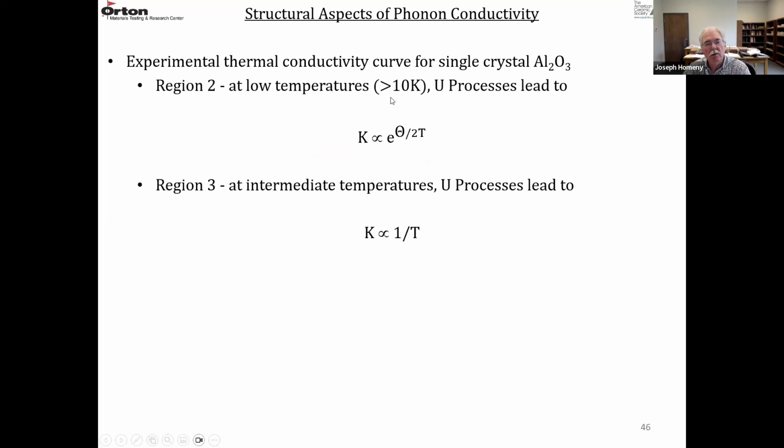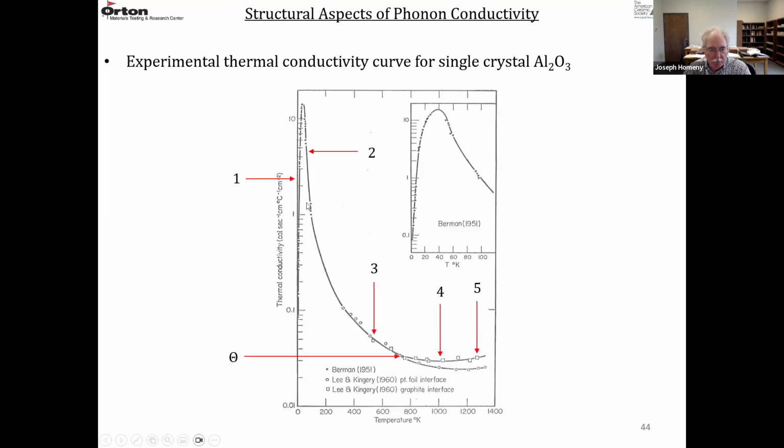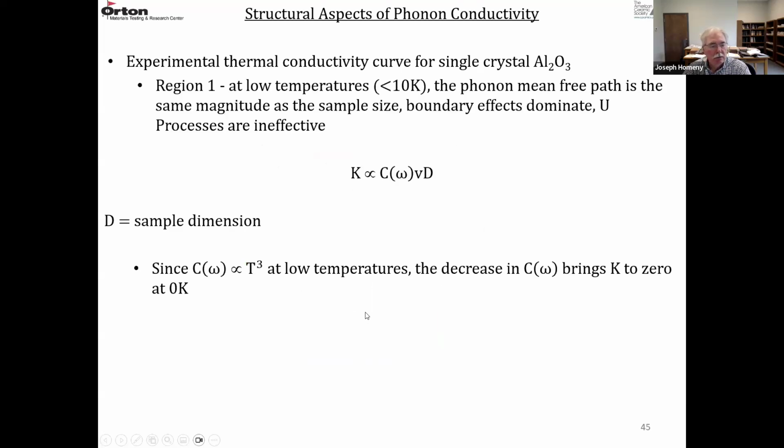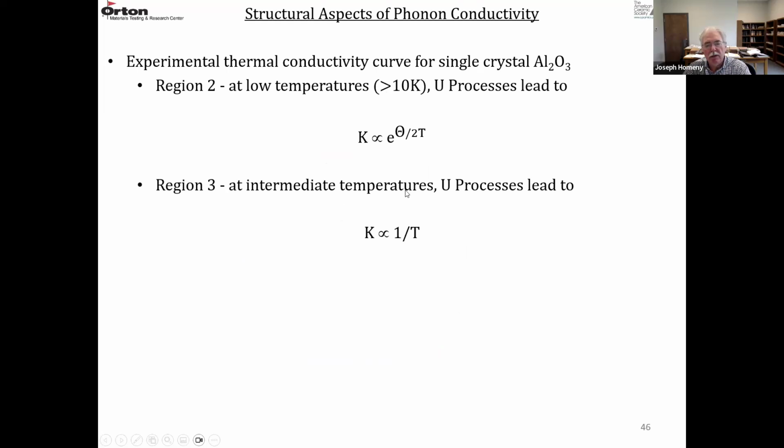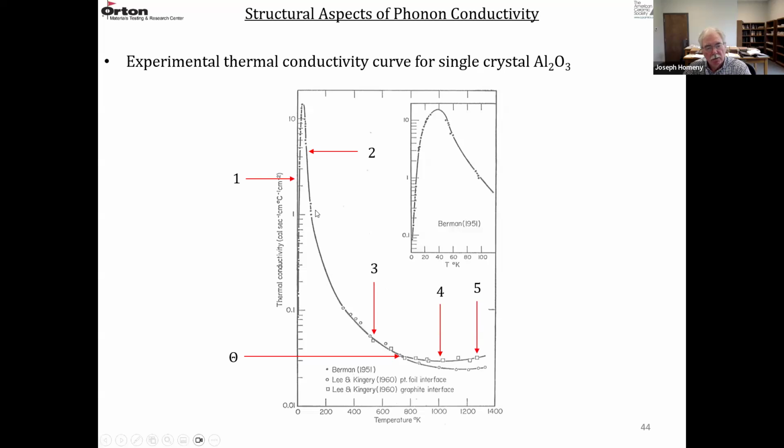So region 2 is low temperatures greater than 10 degrees K. That's where you have U processes leading to this type of relationship where conductivity is proportional to e to the Debye constant divided by 2T. That's a pretty rapid drop in the conductivity. And then region 3 is intermediate temperatures. There U processes are taking place. That's where the conductivity falls off as 1 over T. So this is a 1 over T relationship. This is the exponential relationship.